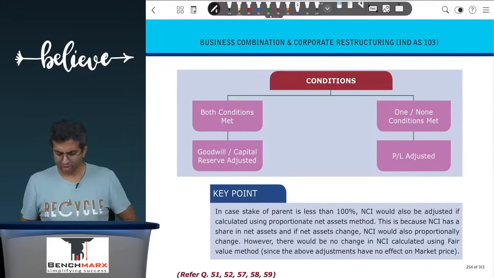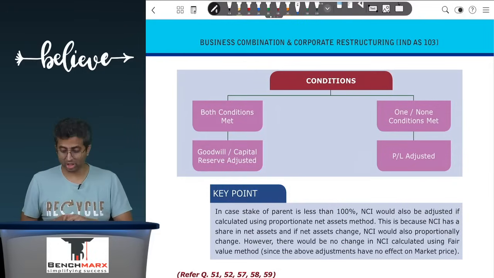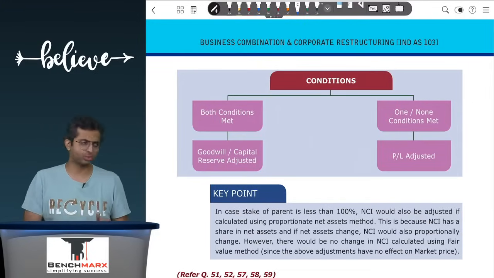Okay, so two conditions for this. First, you should have received new information within 12 months. And second, that should give you additional information about something which is existing on the acquisition date. That is when you will do a measurement period adjustment.